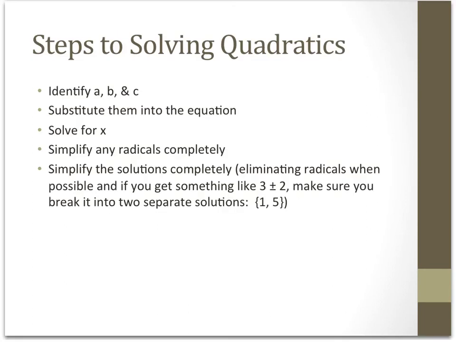Steps to solving quadratics. Identify your a, b, and c. Substitute them into the equation. Solve for x. Simplify any radicals completely, and then simplify the solutions completely. This means eliminate the radicals when you can, and if you get something like 3 plus or minus 2, make sure you break it into two separate solutions like 1 and 5.